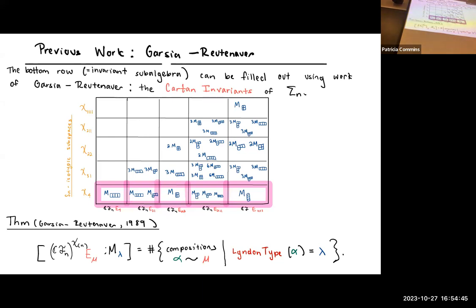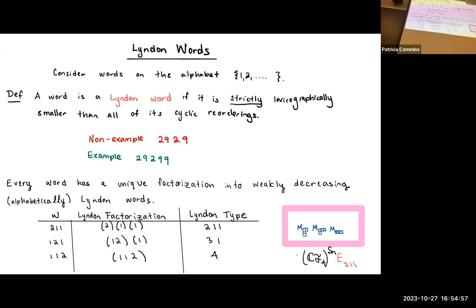I will say a little more about what it means on the next slide, but it involves some Lyndon words. Their rule has to do with these Lyndon words. Imagine you have some word on the alphabet 1, 2, and so on. A word is a Lyndon word if it's strictly lexicographically smaller than all of its cyclic reorderings. So the word 2929 is not a Lyndon word because if I cycle it twice, I get the same word back. That's not strictly smaller. But 29299 is a Lyndon word, because any number of times you cycle it, you'll get a new word that's lexicographically larger than 29299.